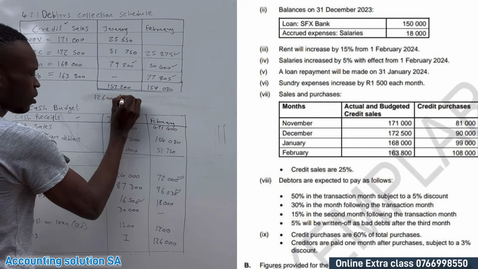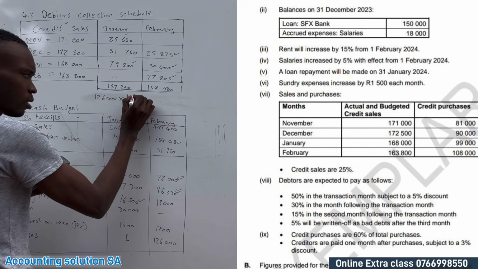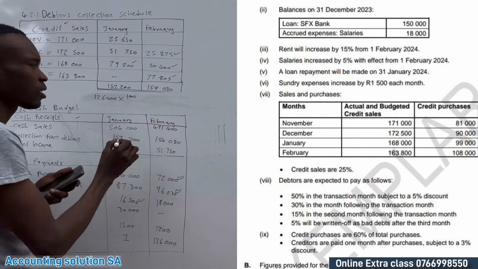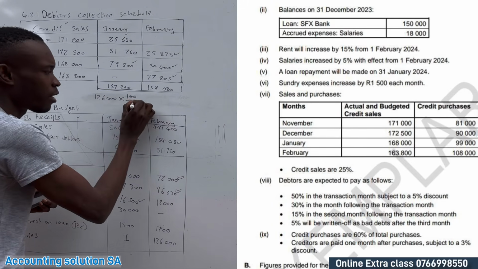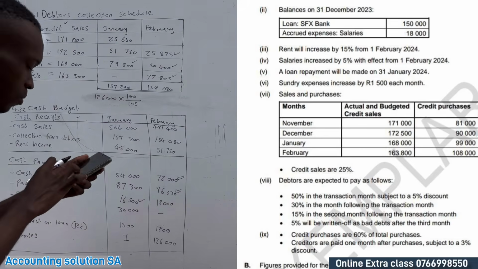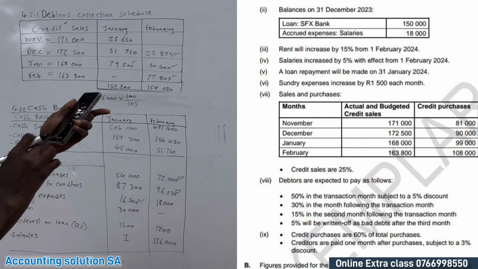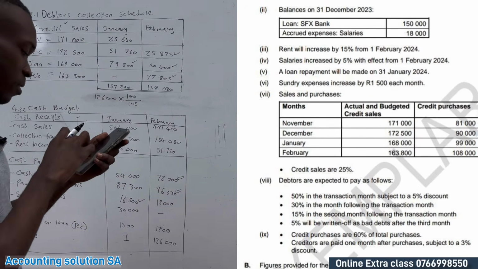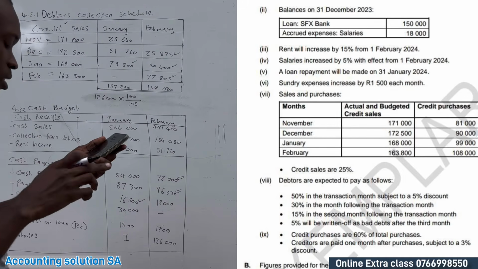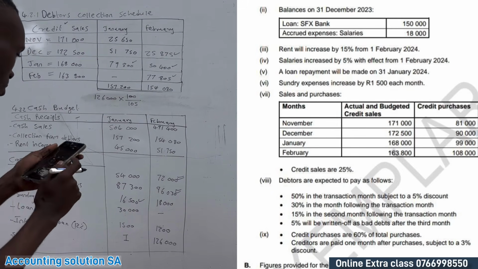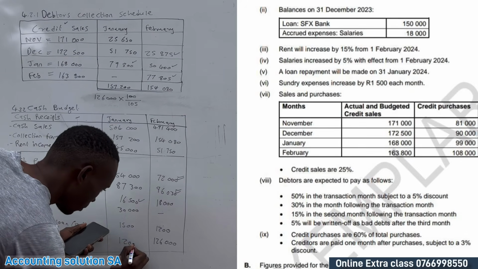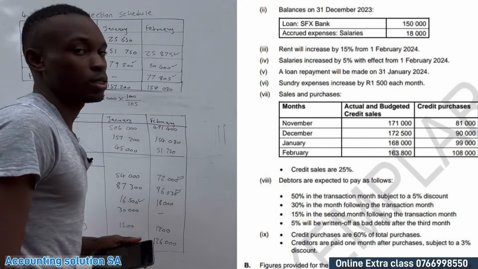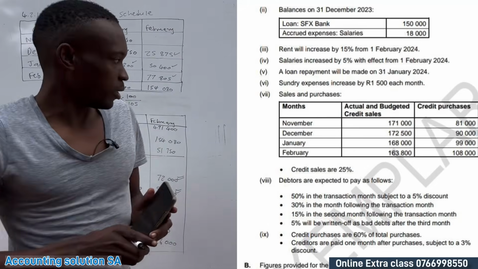126,000 multiplied by 100. 100% is before increase, divide by what we have. What we have is 105 after increase. Then we're gonna get amount below this one, because before increase must be below after increase. We're gonna get 120,000. So this is how we do a cash budget.